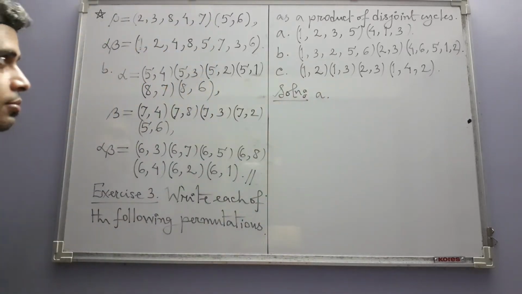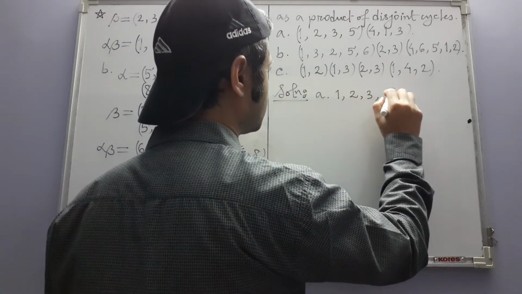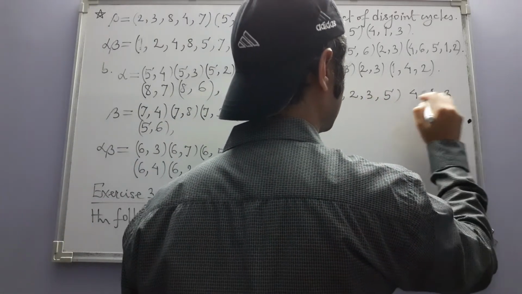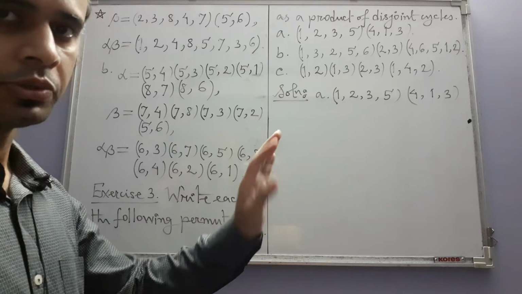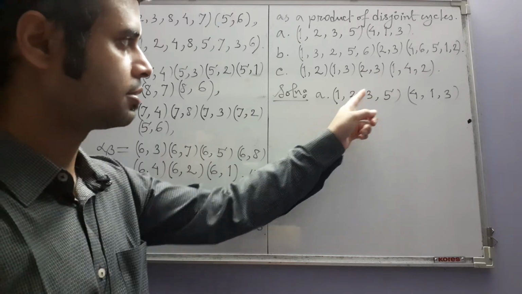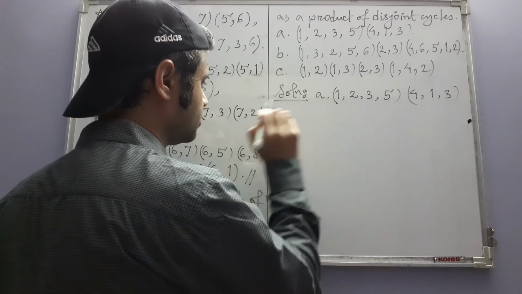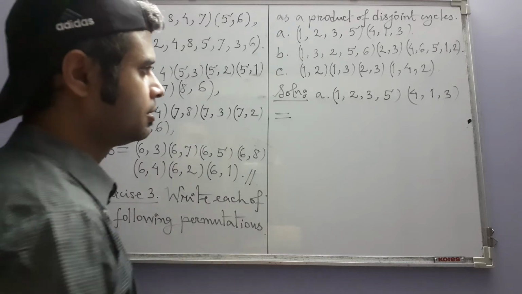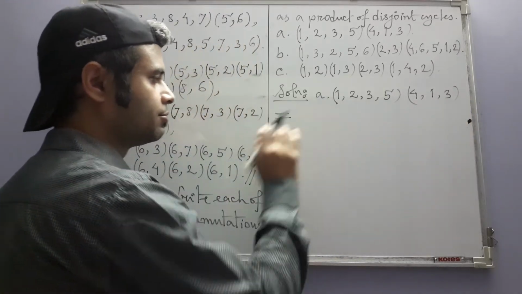A. This is also a product of two cycles. One of them is a 4 cycle and the other is a 3 cycle, but they are not disjoint. They have this symbol common, 1. So we have to write it as a product of disjoint cycles. And in doing so, we again have to keep in mind that we start from the right hand side and come towards the left.